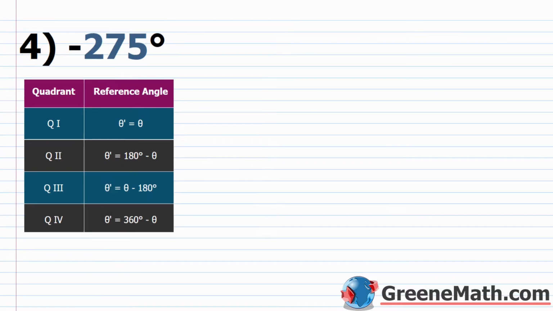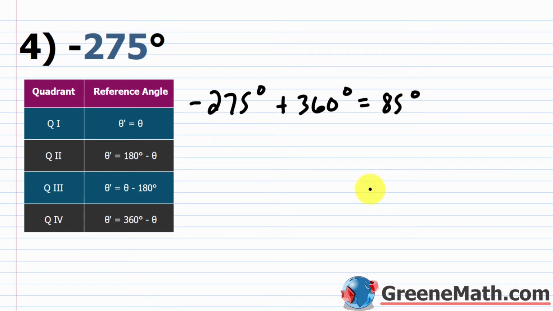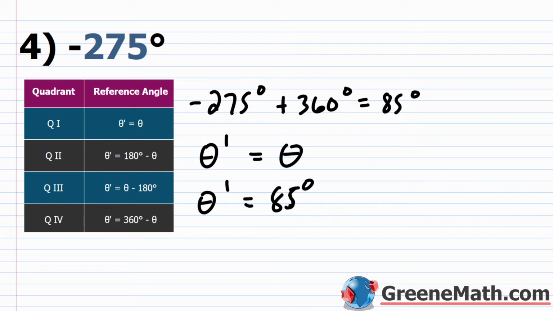Okay, for problem 4, we have negative 275 degrees. So again, what I want to do here is add 360 degrees. And so you'd have negative 275 degrees plus 360 degrees. So that's going to give me 85 degrees. And if you're in quadrant 1, like you are with an 85 degree angle, your reference angle is just equal to that angle. Okay, so theta prime here is equal to theta. So theta prime is equal to 85 degrees, right? So if you're in the first quadrant, that's always going to be the case.